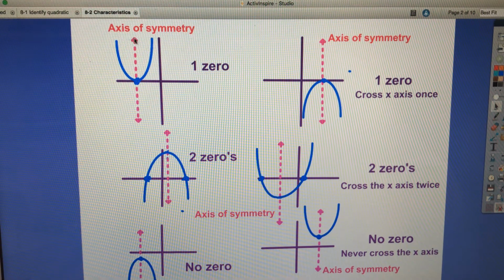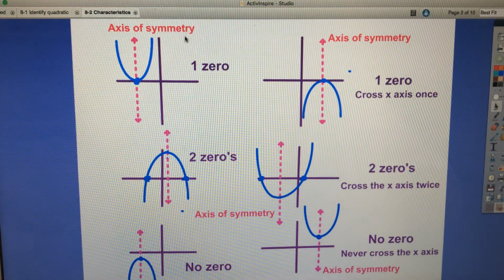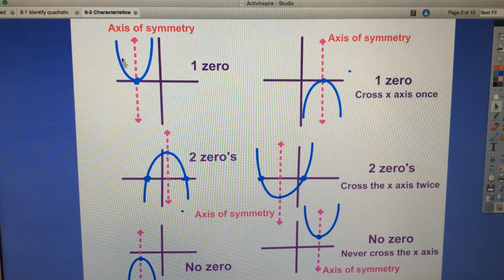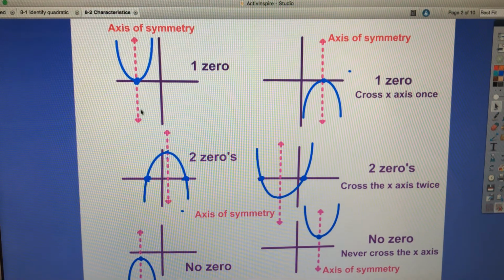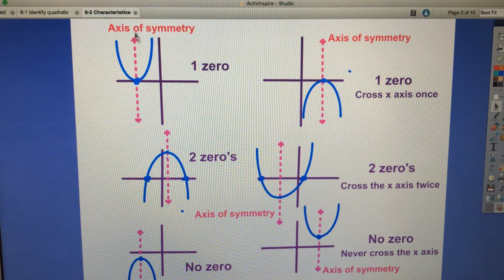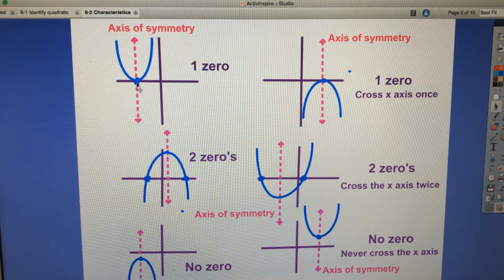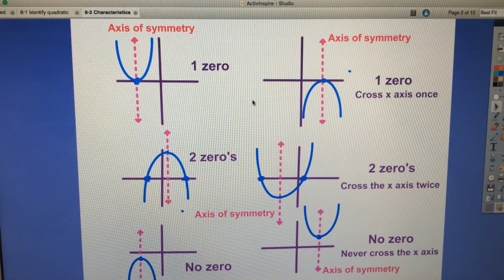Let me introduce another word to you, the axis of symmetry. Think, we're all the way back to kindergarten when you made a heart and folded it in half and you had your line of symmetry. But we're going to call this our axis of symmetry, which is the invisible vertical line through your vertex. Here I have 1 zero. Over to the right, 1 zero. It crosses the x-axis once.